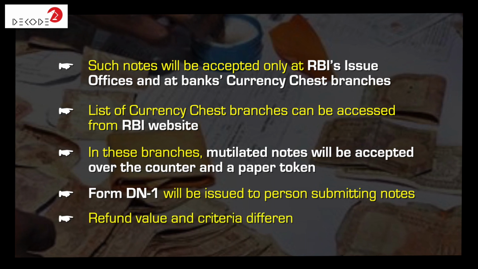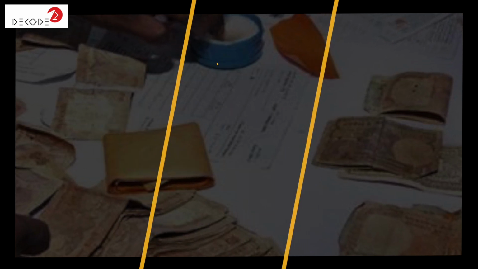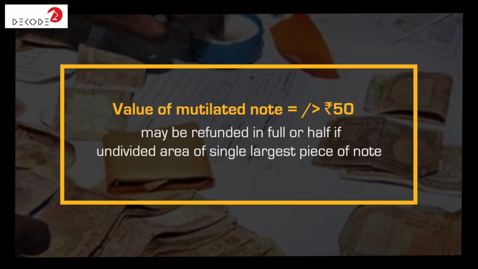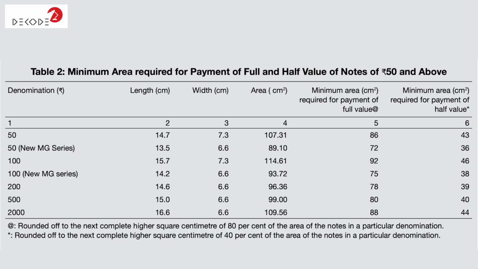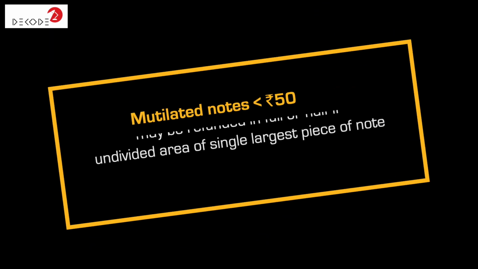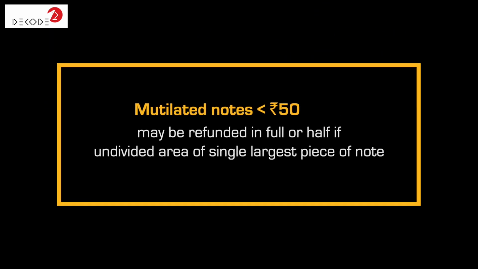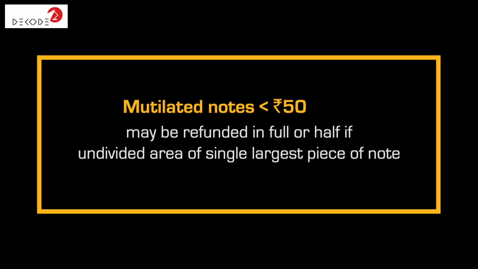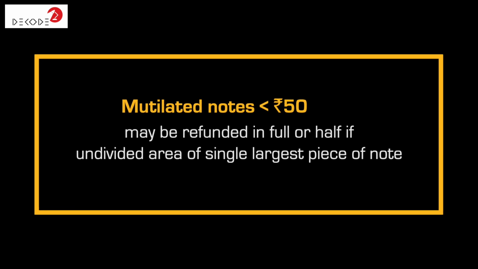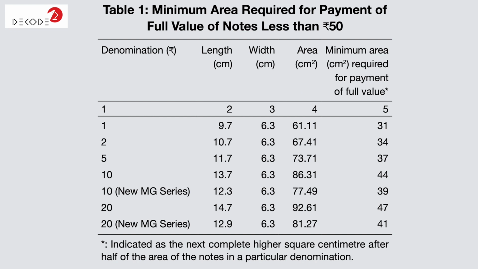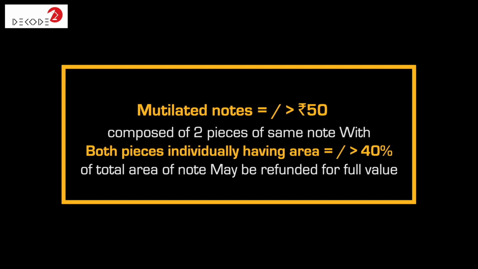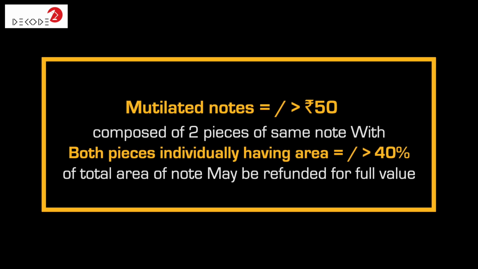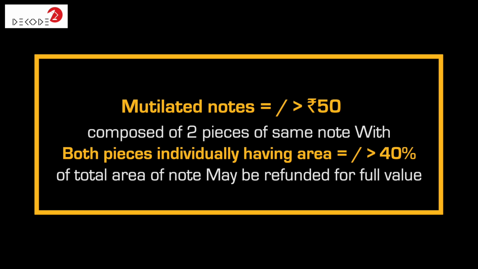The refund value and criteria are different for different denominations. Value of mutilated note of and above 50 rupees may be refunded in full if the undivided area of the single largest piece of the note is as shown in this table. Value of mutilated note of less than 50 rupees may be refunded in full or half if the undivided area of the single largest piece of the note is as shown in this table. Mutilated notes of and above 50 rupees composed of two pieces of the same note with both pieces individually having area that is equal to or more than 40% of the total area of the note may be refunded for full value.